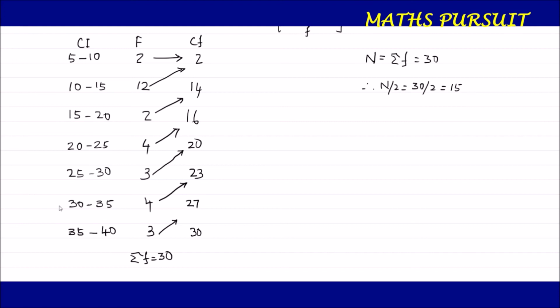That means our median class will be the one whose cumulative frequency is just above 15. The cumulative frequency just above 15 is 16. So this particular row is going to be our median class row. As we got n by 2 as 15, our median class row is the one with cumulative frequency 16, in the range of 15 to 20. That class interval row is our median class row.